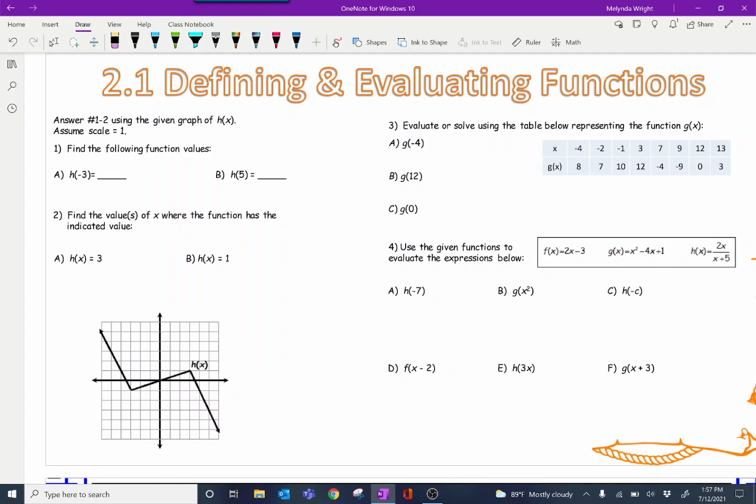So we're going to find the following function values, h of -3. So that's saying this part is the x value, so we're at -3, and we're asked to find the y value, which would be -1. Then again, this is the x value, 5. We're asked to find the y value, which would be -3.